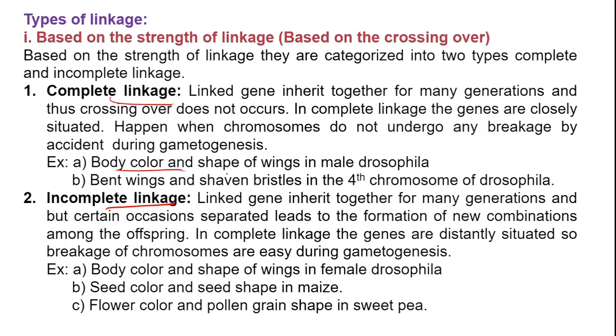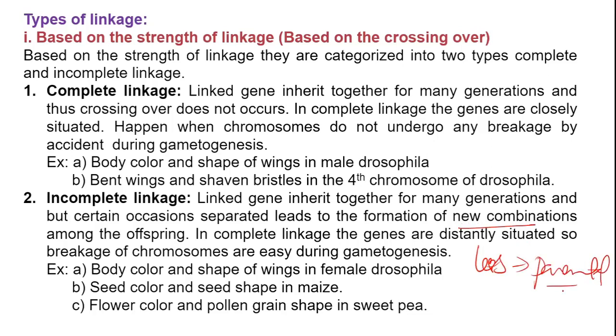Example for that, body color and shape of the wing in male Drosophila. Remember, this is easy to remember: male Drosophila, body color and shape of wing is completely linked. And in incomplete linkage, because of some longer distance, occasionally they will separate and lead to formation of new recombinations. The recombination product will emerge, but those recombinations will be lesser in number as compared to parental combination.